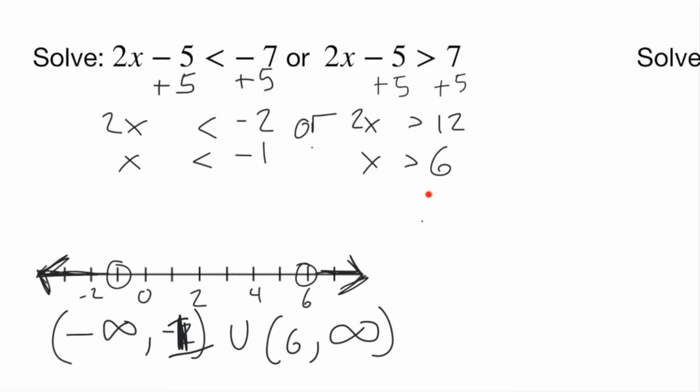So we get x is greater than 6, and that's what this is right here, not including 6. So you can write the union of -infinity to -1 with a union of 6 to infinity. That's talking about both of these together in the same collective set. It's a disjunction.